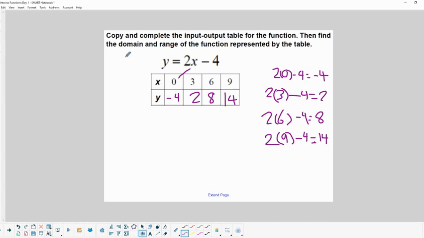So now it says, what is the domain and the range? Well, this is the domain. So you just list all those numbers that we just found. And then these numbers down here are called the range.